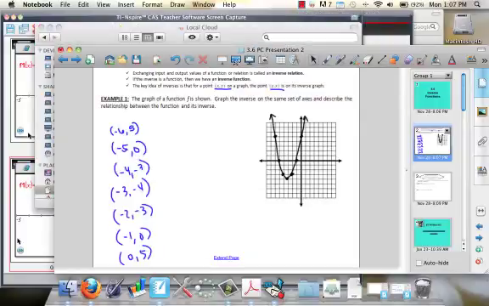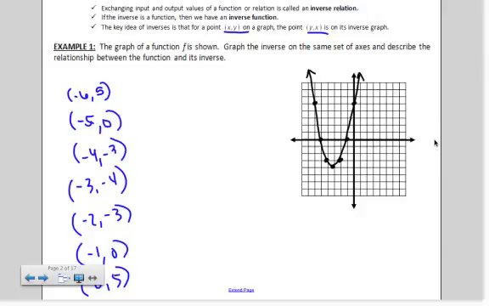Alright, so hopefully you paused the video, and here we are. We have our function points here, the blue points there, that's our f. That's our function. Now we're going to write the inverse relation. And we're just going to call that g for now.